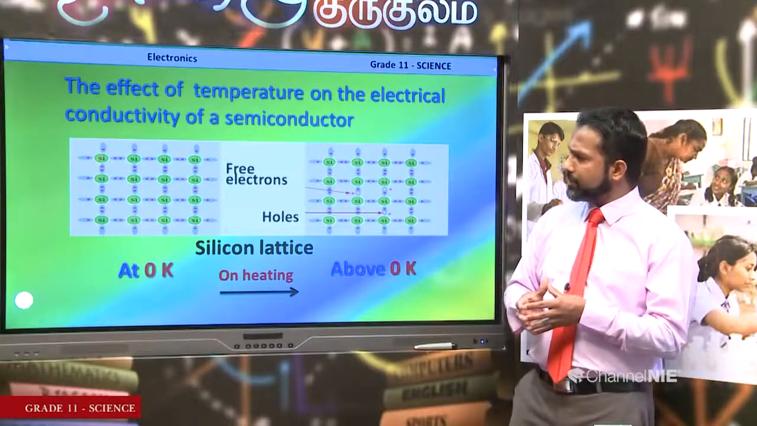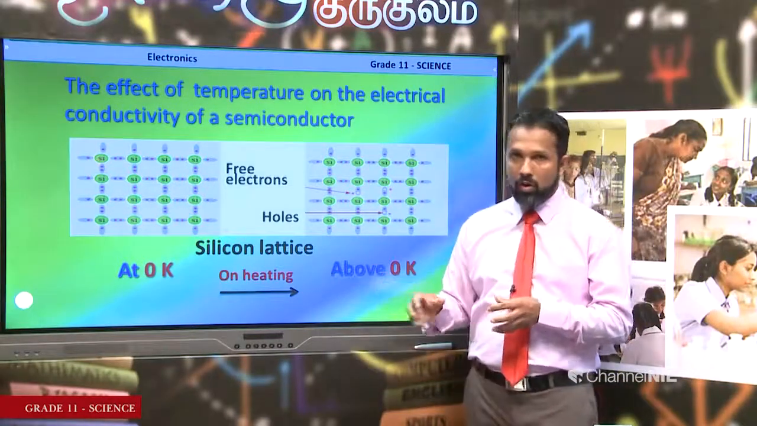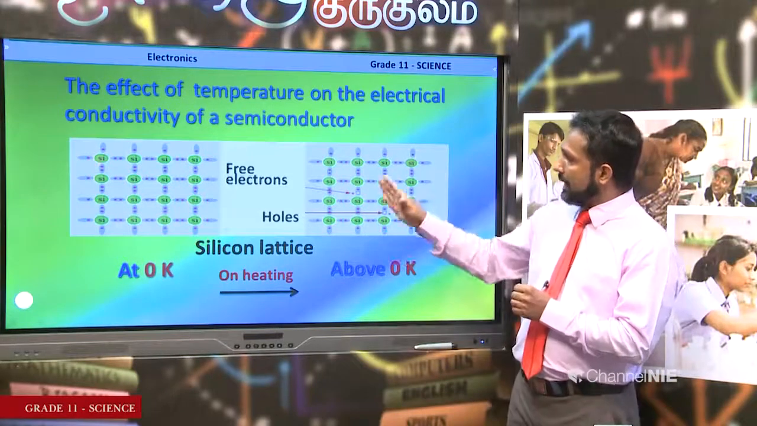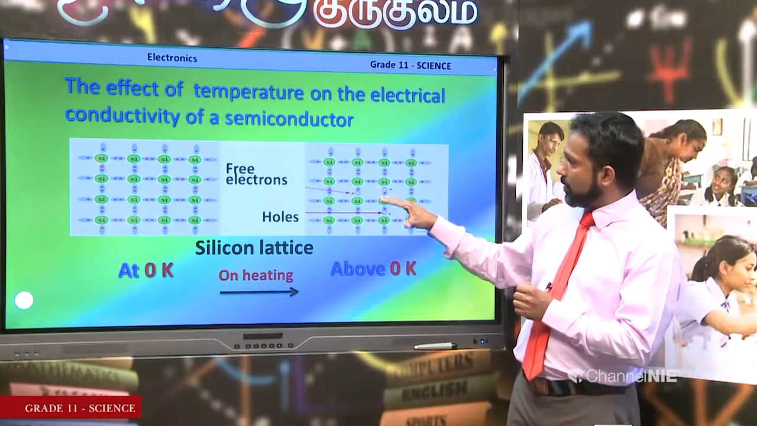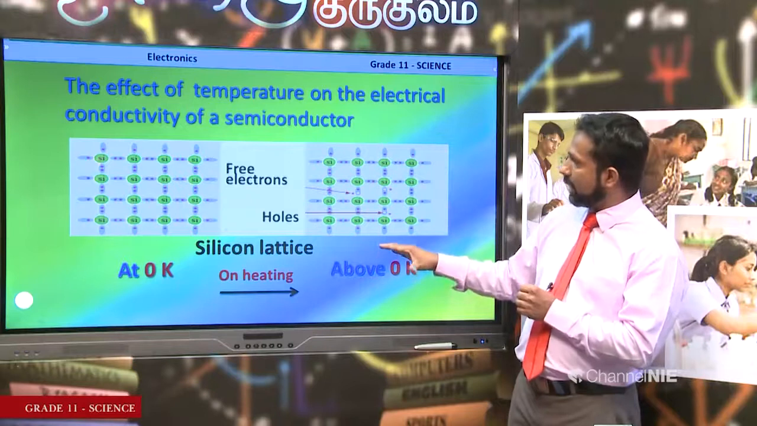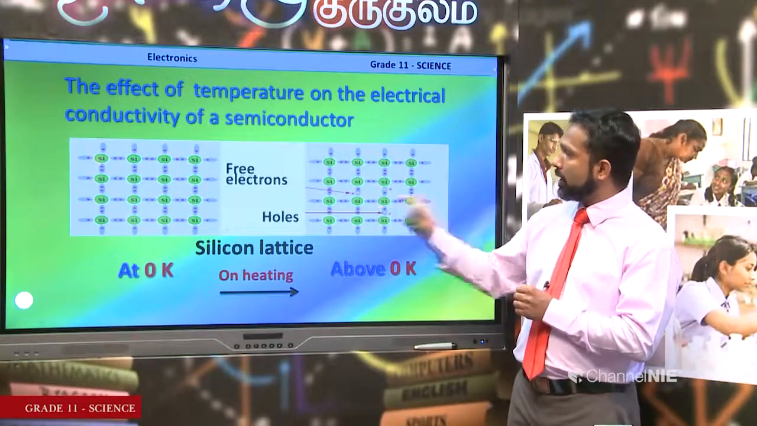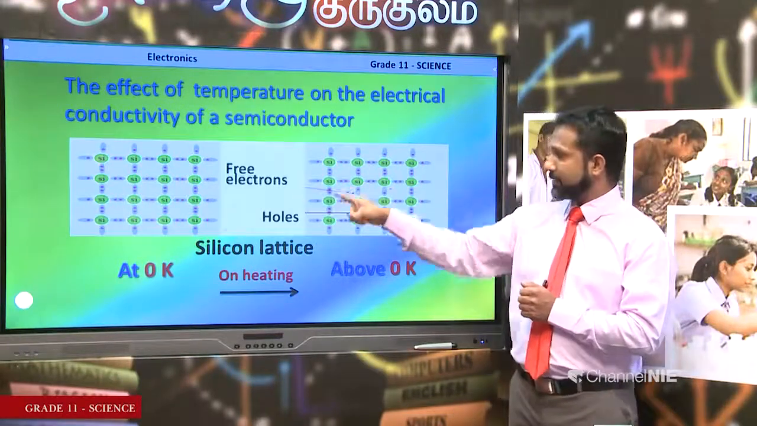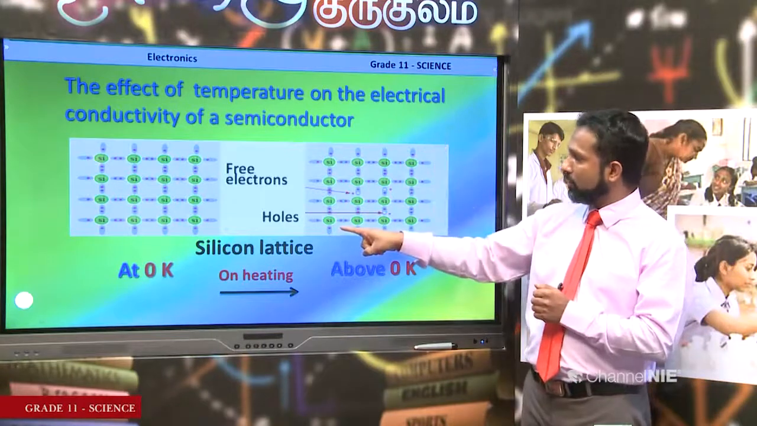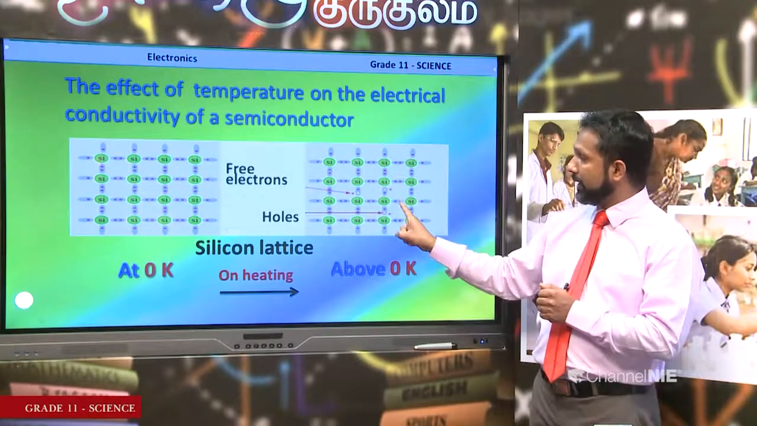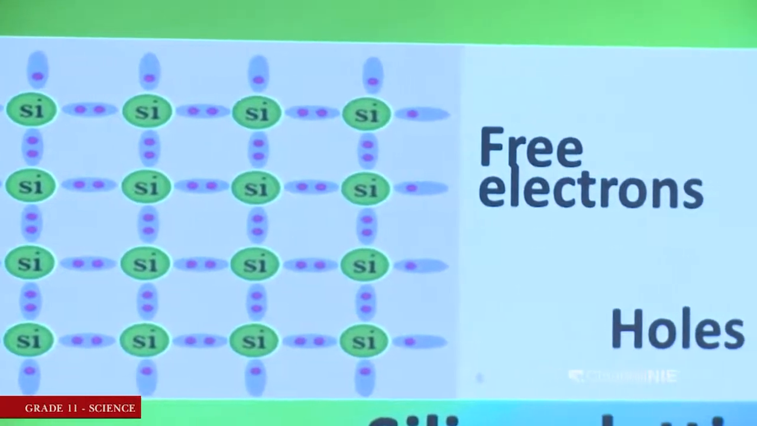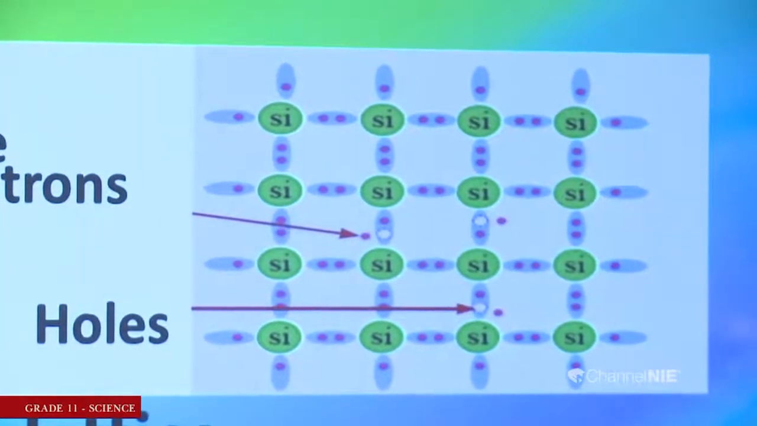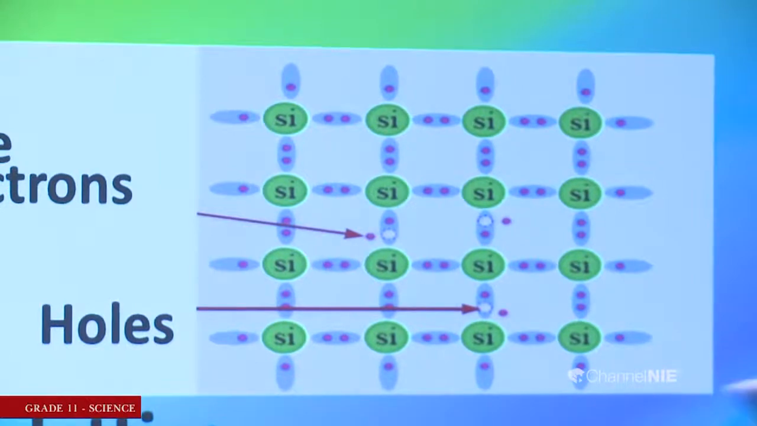Right. Then what happens when supplying heat, or when the silicon lattice receives heat? The weak covalent bonds among the atoms may break due to the heat and release one electron from the covalent bond. Such a released electron is called a free electron. When releasing a free electron, in that location a hole will be created. A hole means a lack of electron. Then you can understand this takes place on heating or above 0 Kelvin, right.